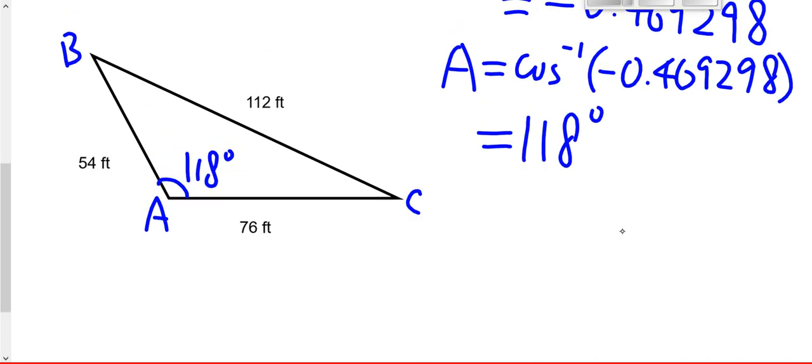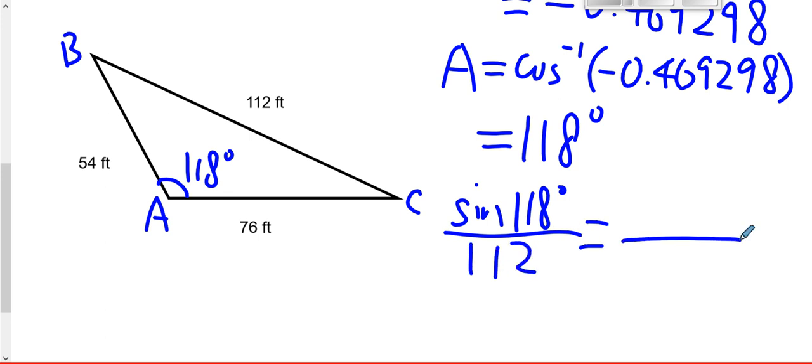Okay, so let's quickly finish this. Let's find angle B. For the sine law, I hope I don't need to comment too much about that. In this case, we are trying to find the angle, so we put the angle on the top. So sine 118 degrees over the opposite length, 112 feet, equals this angle sine B over the length opposite to that, 76.